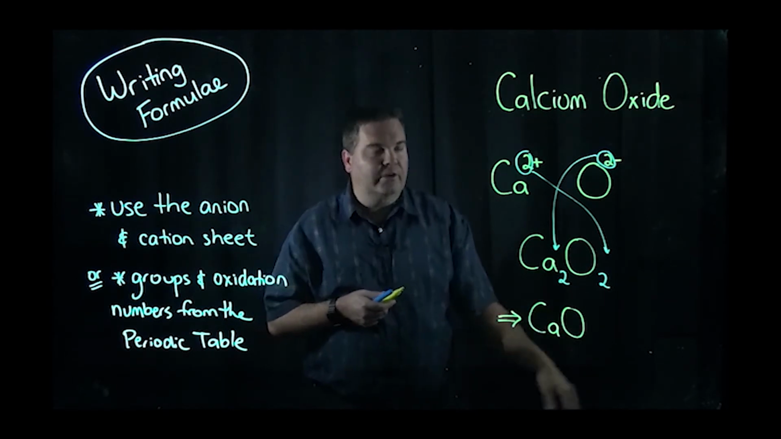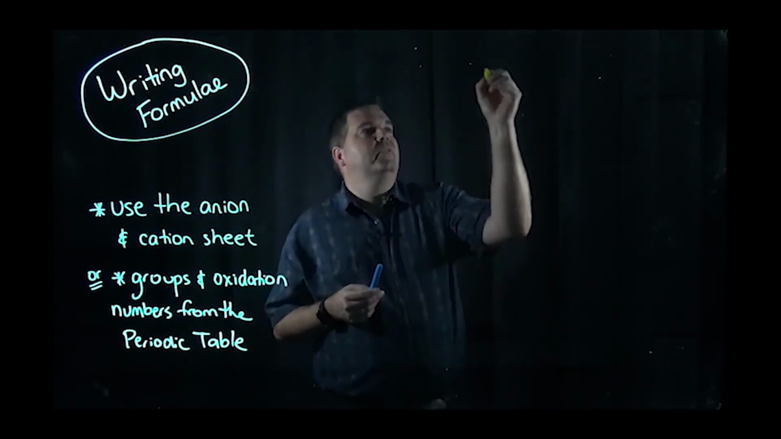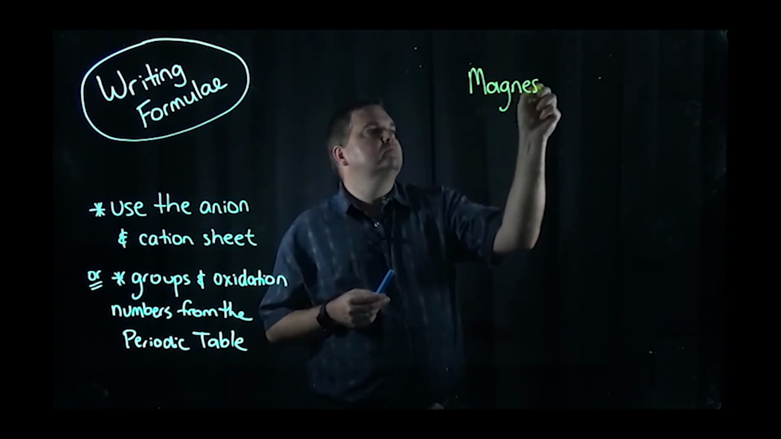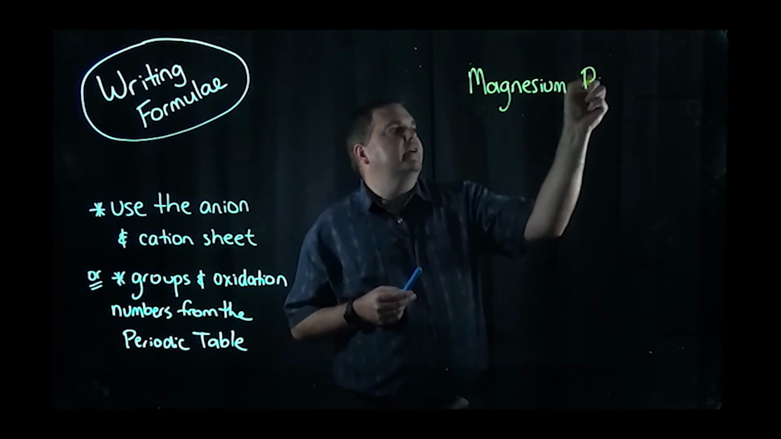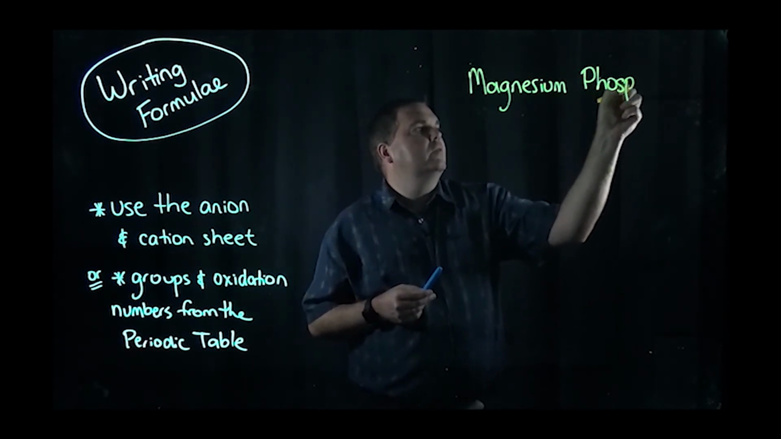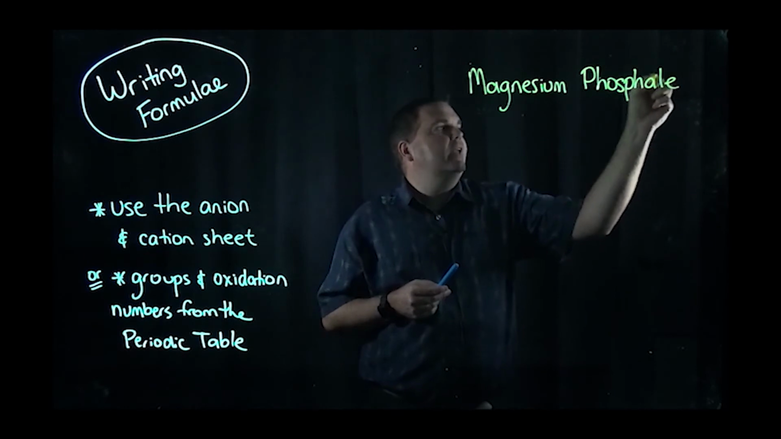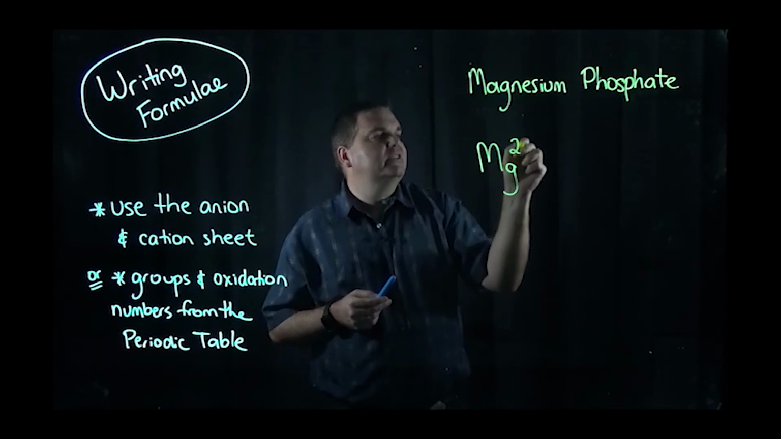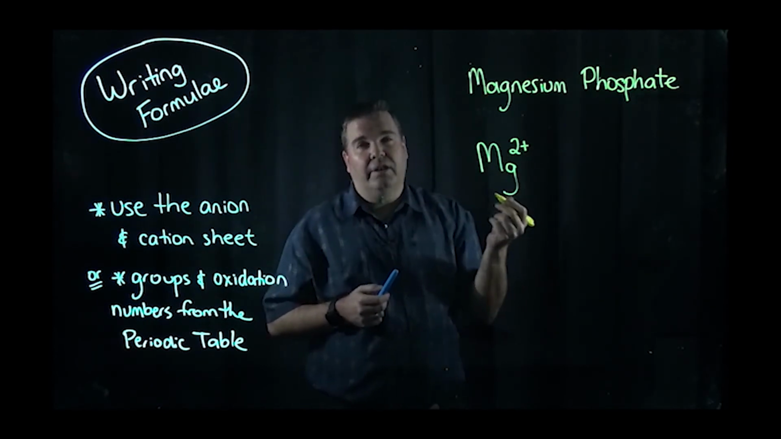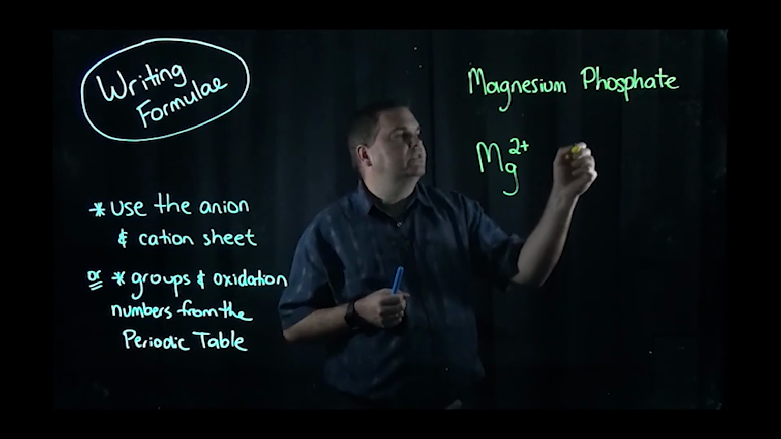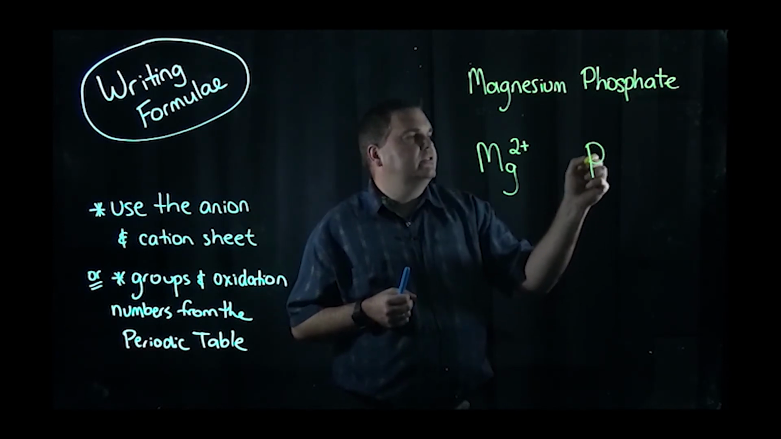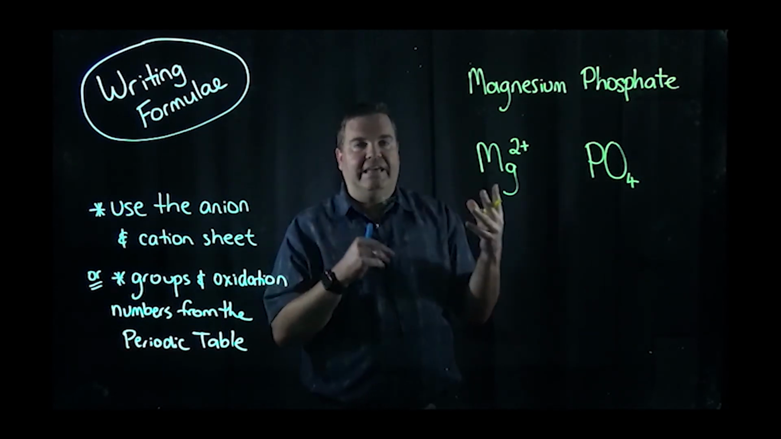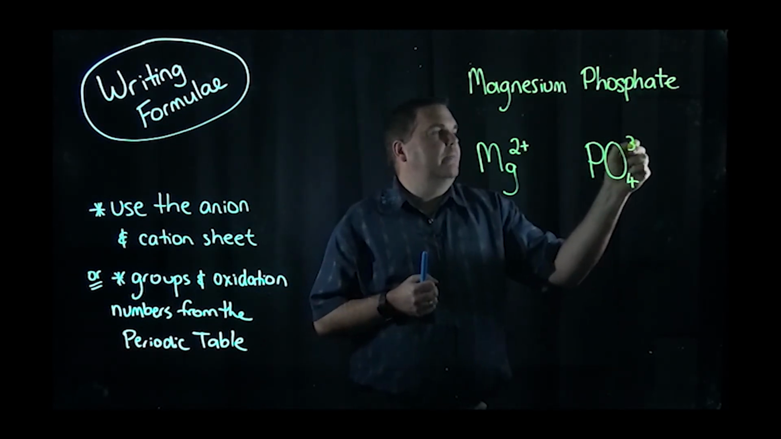All right, I'm going to show you a couple more. The next one I'm going to look at is magnesium phosphate. Okay, so if you're using the anion and cation sheet, you'll see that magnesium, symbol Mg, has a 2 plus charge, and phosphate is what's called a polyatomic ion, same as the carbonate that we looked at before. So it's a phosphorus with oxygen. It's actually PO4, so that means why it's called polyatomic, many atoms, and the charge on it is 3 minus.